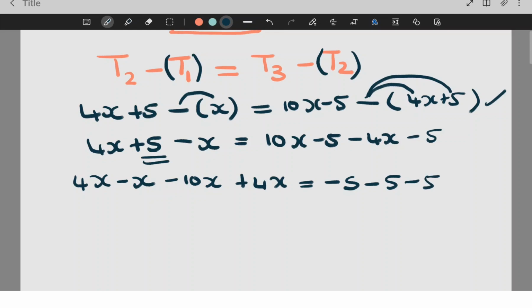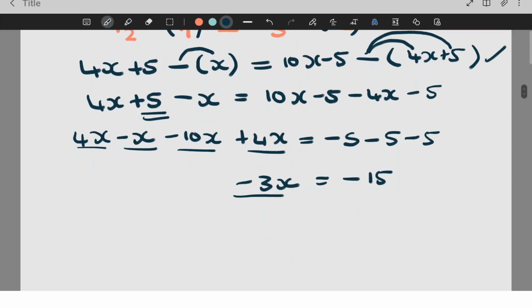I'm going to simplify the left hand side. So 4 minus 1 minus 10 plus 4 will give me a negative 3x. And this is equal to negative 15. Then to get x by itself, I divide by the number in front of x, which is a negative 3. And what I do on the left, I do on the right. Negative 15 over negative 3 is a positive 5. And there you solve for x.